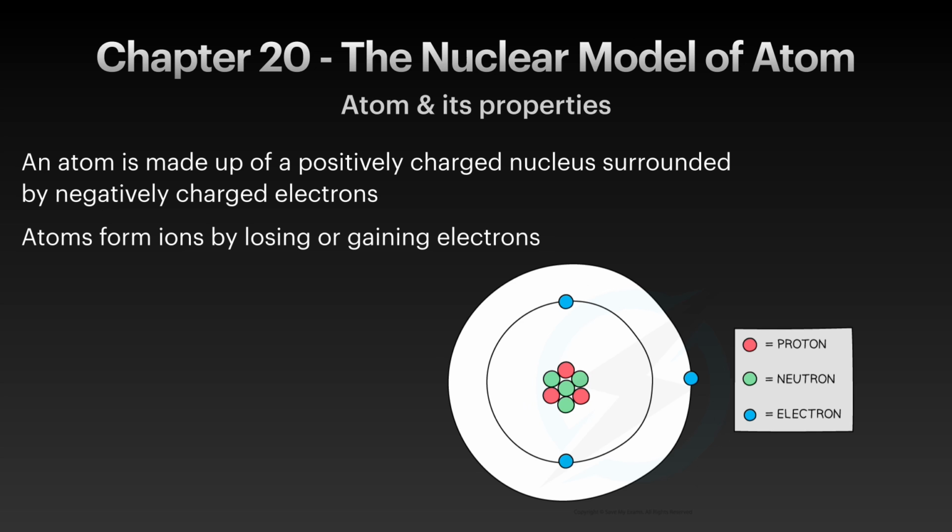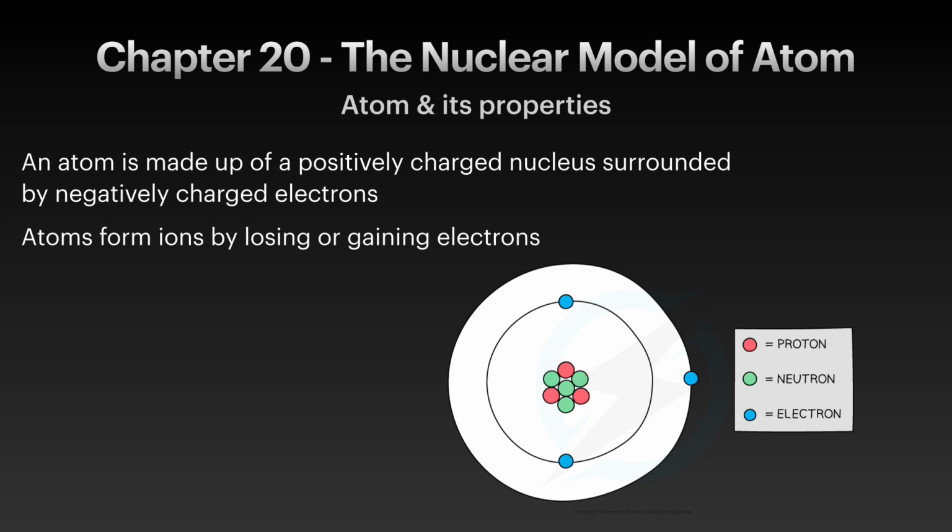Our first topic is the structure of the atom. An atom consists of a tiny, dense, positively charged nucleus surrounded by negatively charged electrons in orbit. The nucleus is made of protons and neutrons, together called nucleons. The atomic number, also denoted by the letter Z, is the number of protons. The mass number, A, is the total number of protons and neutrons, and the number of neutrons is given by A minus Z.